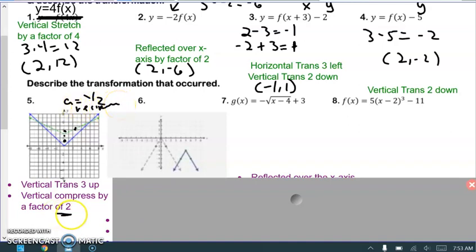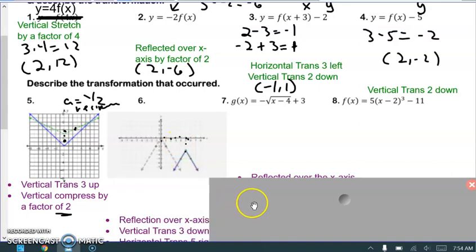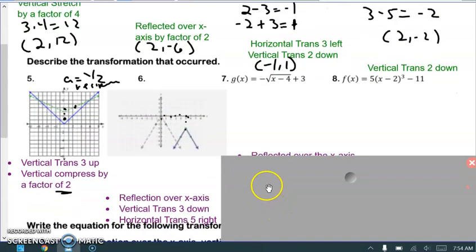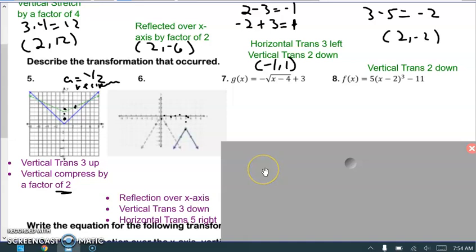So by the factor of 2. Taking a look at this one, it is a reflection over the x-axis. That's the first thing we do. We know it's a reflection over the x-axis. We also know that we went down 1, 2, 3, and we also went over 1, 2, 3, 4, 5. So I would say it's a reflection over the x-axis and a vertical translation 3 down and a horizontal translation 5 right.